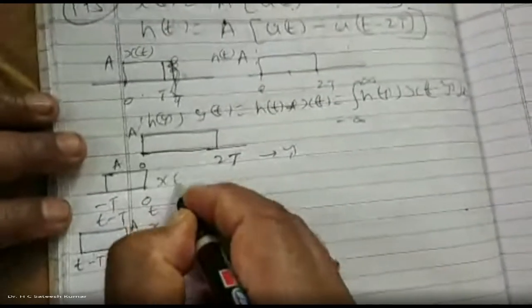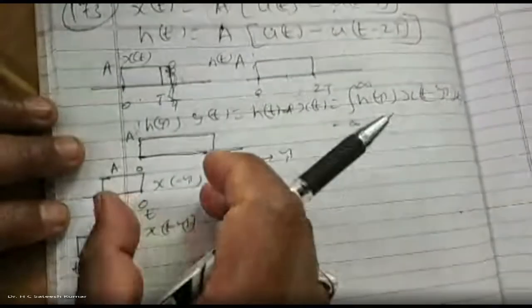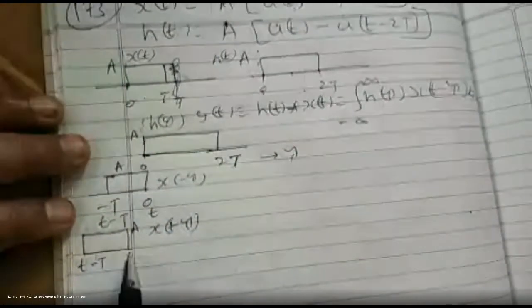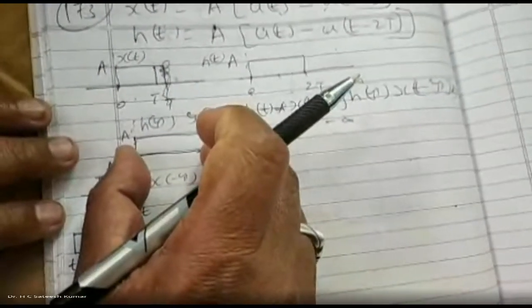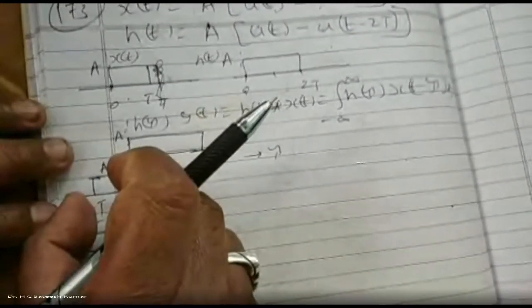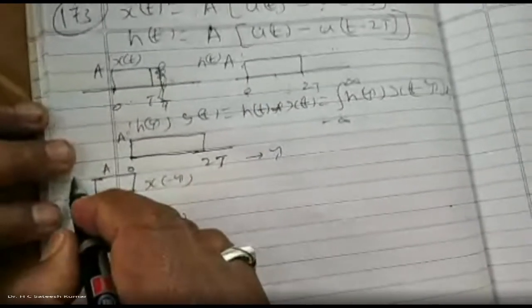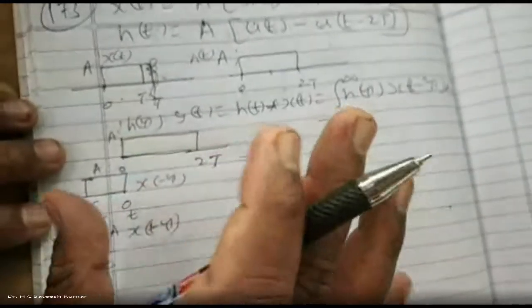This is x of minus tau. Okay, right. How many cases can you expect? Both of them are finite and unequal, so you will get 5 cases. Case number 1: 0, increasing, constant, decreasing, 0, because the width of the first one is 2T and the width of the second one is capital T. The area goes on increasing, then constant, then decreasing. Like that, 5 cases you will get.